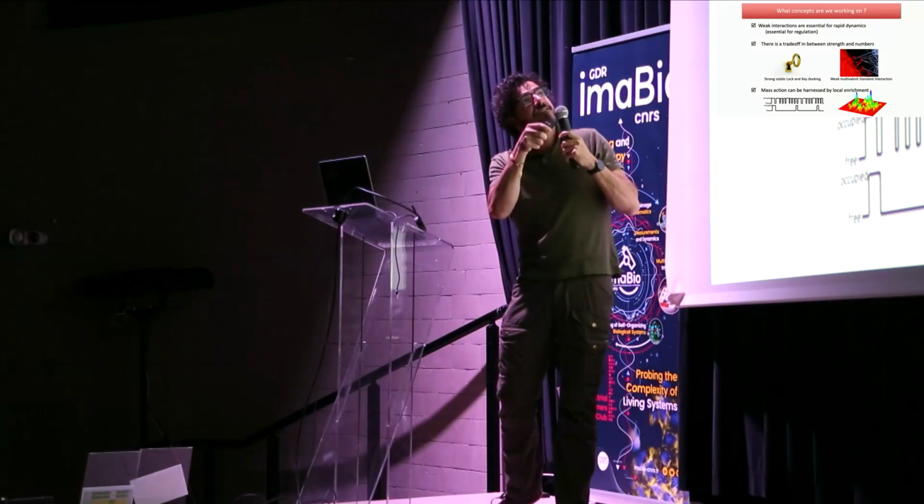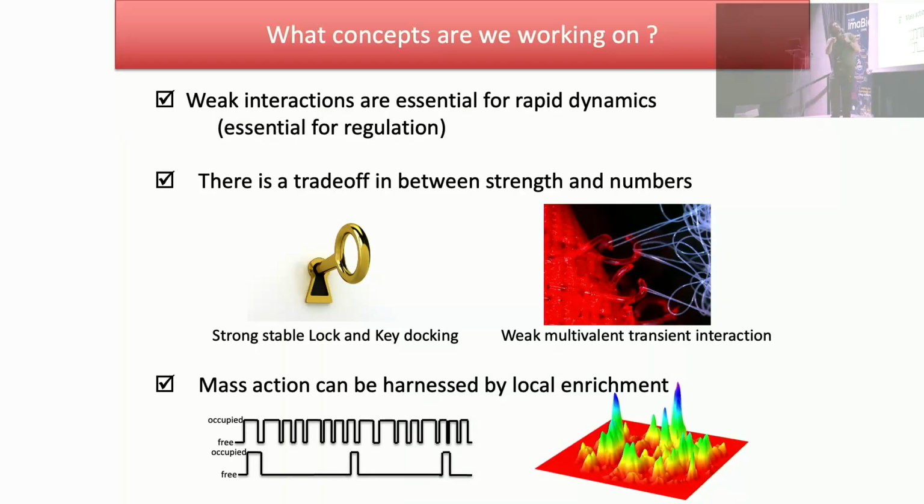And so then we can see a trade-off between strengths and numbers. Of course, with a single molecule and a very strong interaction, you can achieve full occupancy of a site. But we can do the same with a multitude of weak interactions, that by numbers are going to give a certain strength and a certain occupation of sites. At the end, mass action can be harnessed by local enrichments. And this is really what I'm illustrating with this graph, saying that if you don't bind for very long, you can compensate by binding often.